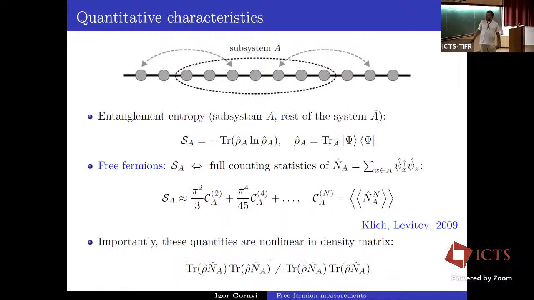And we will see that indeed for free fermions, the standard characteristic of entanglement in a system, the entanglement entropy defined in the standard way with the subsystem A and all other degrees of freedom traced out, can be related to the full counting statistics of the particle number in the subsystem. So in the subsystem, you can have occasionally 1, 2, 3, 10 fermions. Well, not more than 7 here in this case, because of the Pauli principle.